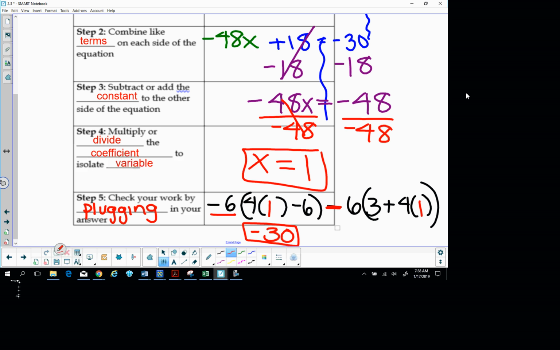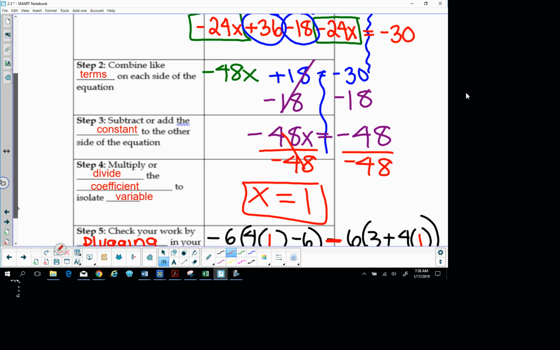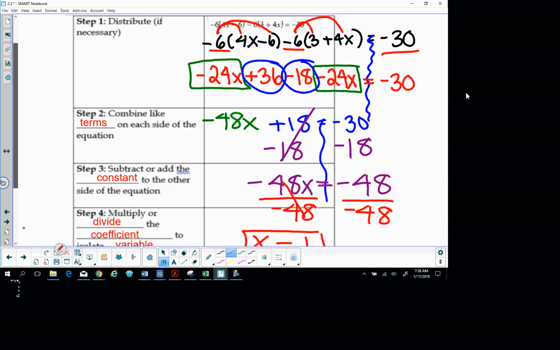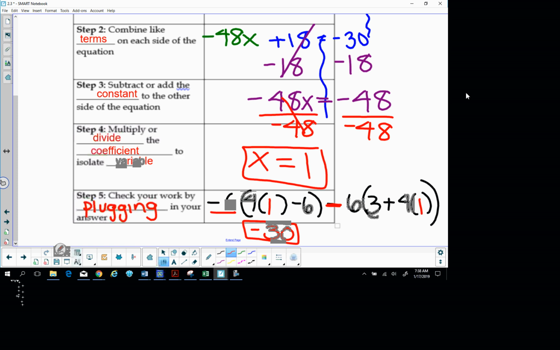When you do that, you can see, oh yeah, when I look back up at the question, it says it's equal to negative 30. So I know I got the right answer. Or you could do it by hand and use PEMDAS and solve it, and you should still get negative 30. Does anyone have any questions on how we do this? First we just distribute, combine like terms, and then you just solve it like a two-step equation.